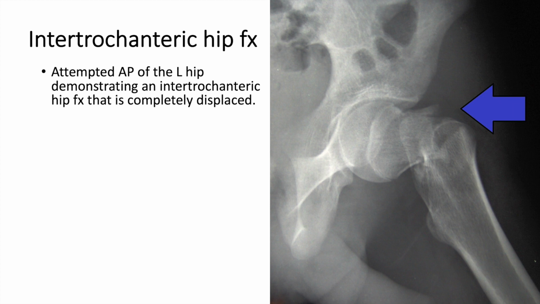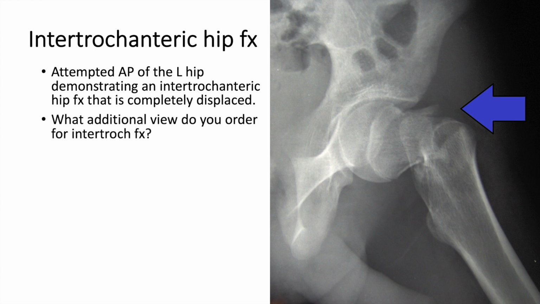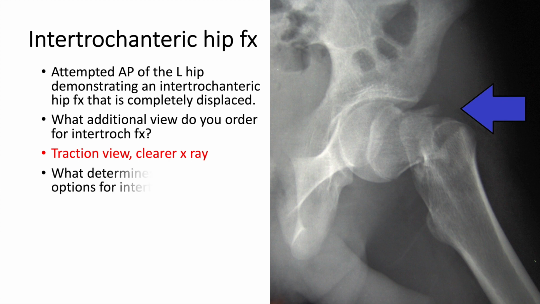You can say attempted AP, it's sort of a tongue-in-cheek way of saying that this isn't the best x-ray, and a lot of times it's just due to the nature of the fracture itself. And so what additional view do you order when you have an IT fracture? You do a traction view, and that gives you a clearer x-ray. You'll notice my read isn't the most descriptive. I can't tell you if the lesser troch or the greater troch are on and off and various details, and that's for this reason. All right, so what determines treatment options for these types of fractures, IT fractures?